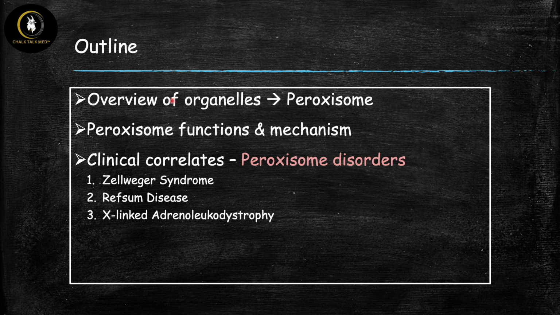All right, so here's the outline for this video. I'm going to start with an overview of the organelles and see where the peroxisome fits in. Then we're going to talk about the functions of the peroxisomes and its mechanisms. And then finally, we're going to wrap up with the clinical correlates, which are the peroxisome disorders. And there's 3 of them here that we're going to go through.